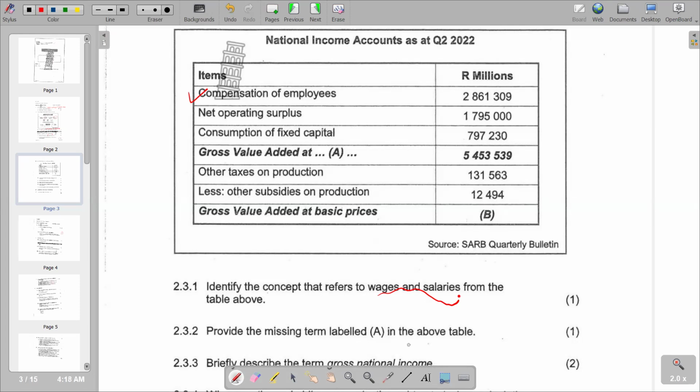2.3.2 provide the missing term labeled A in the above table. So A is gross value added at, and then we have a figure there. But if you look at it, to arrive at this figure, we have compensation of employees, net operating surplus, consumption of fixed capital, and then we get our gross value added at, obviously it's at basic price. So we are saying the response that we have for A there is basic price.